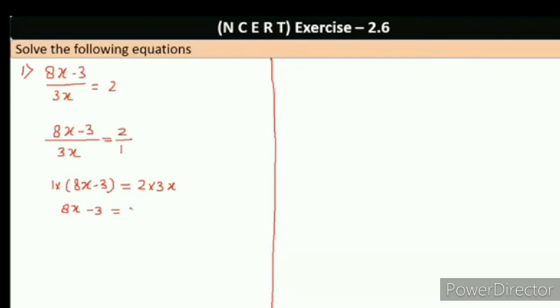If we multiply 2 into 3x, we will get 6x. The two x terms we'll transpose to the left hand side. 6x becomes minus 6x. Then the number minus 3 transposed to the right hand side will become plus 3. The plus sign need not be mentioned, just write 3. 8x minus 6x is 2x, equal to 3. Therefore, x value is 3 by 2. When we bring 2 to the denominator, since it is in multiplication, when we bring it, it will become division.